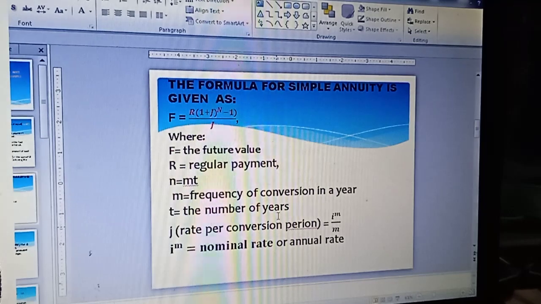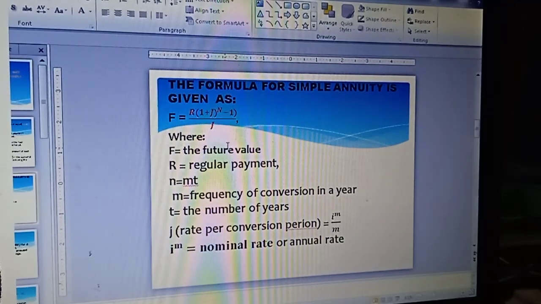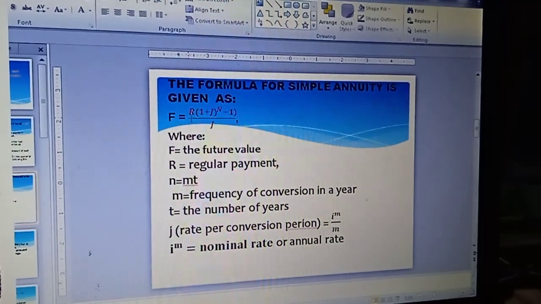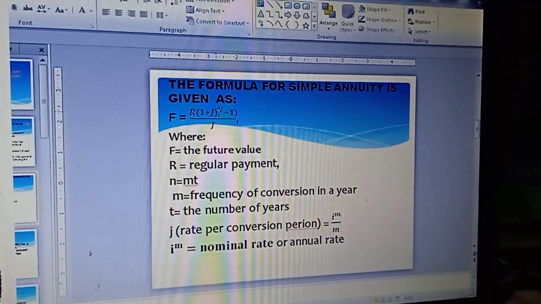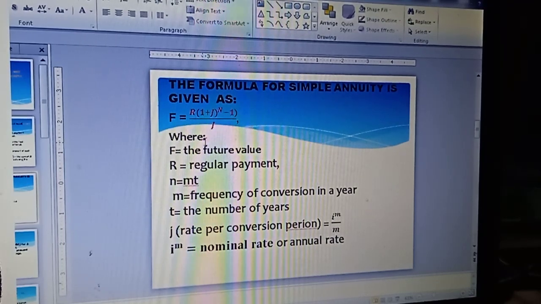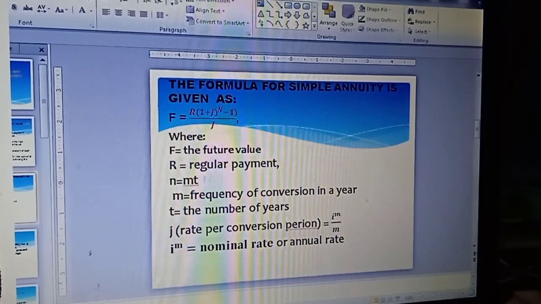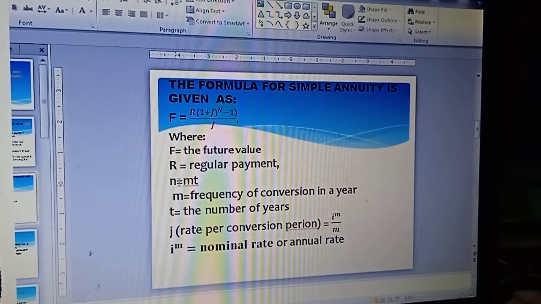Okay, so the formula for the simple annuity is given as F equals R times the quantity of 1 plus j raised to n minus 1 over j, where F equals the future value, R equals regular payment, and n is equal to mt, where m is the frequency of conversion in 1 year and t is the time.